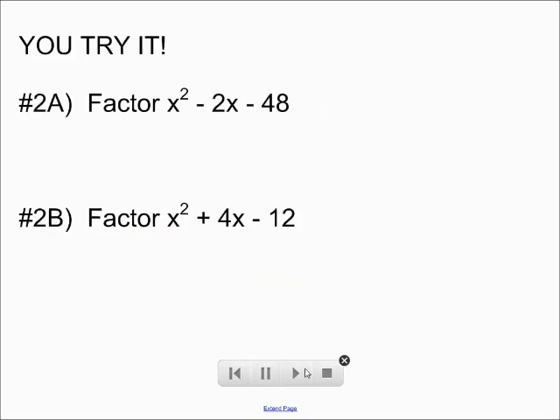Okay, try these. Remember to press pause. I'm going to solve them as well.